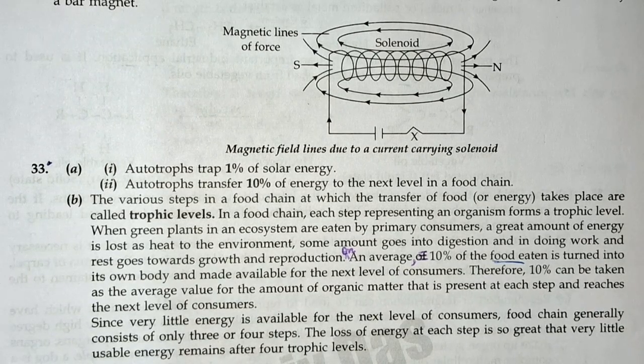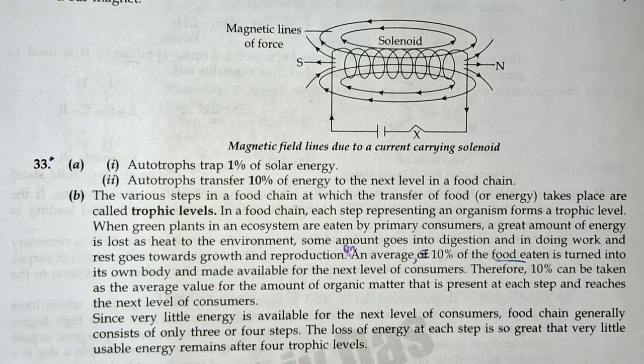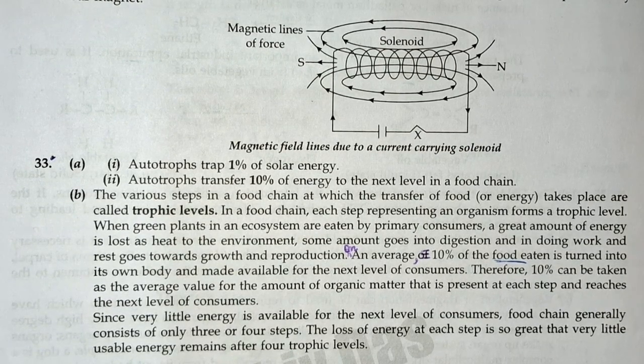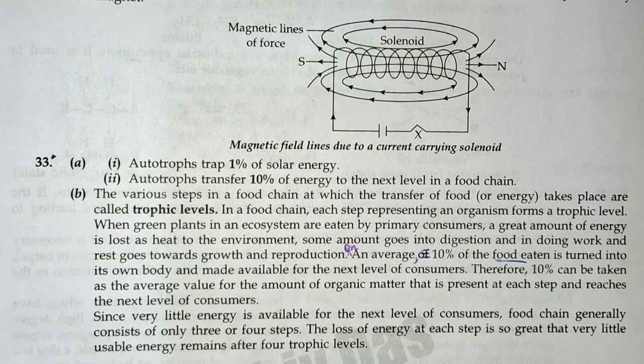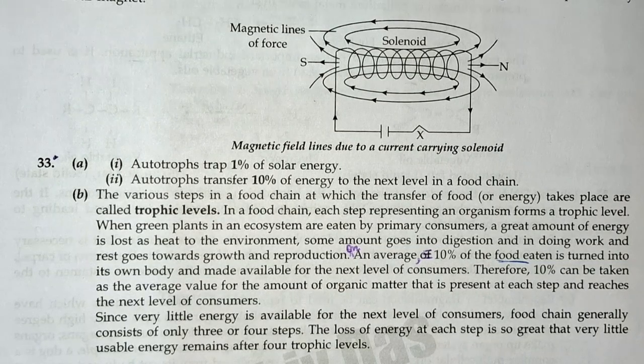Since very little energy is available for the next level of consumers, a food chain generally consists of only 3 or 4 steps. The loss of energy at each step is so great that very little usable energy remains after the 4th trophic level.